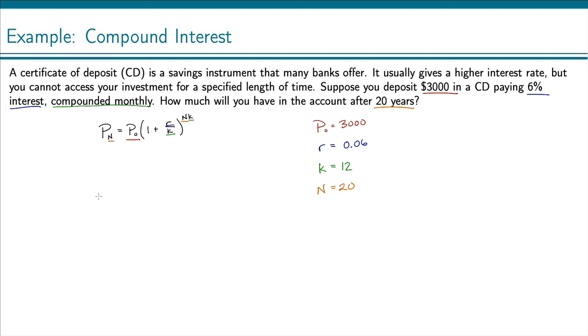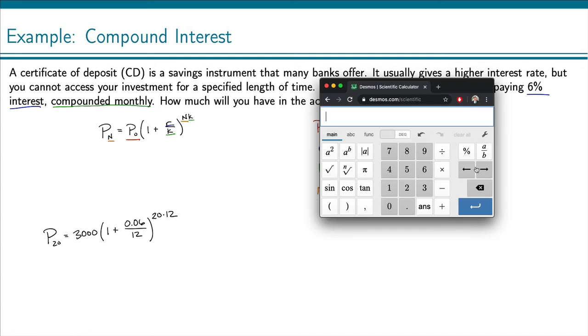All right, now we are ready to just plug everything in. So P sub n, that's what we're looking for. So P sub 20, after 20 years, we have P naught is 3,000 times (1 plus R, which is 0.06, over K, which is 12) to the N, which is 20, times K, which is 12. And now we can go ahead and plug this into our calculator.